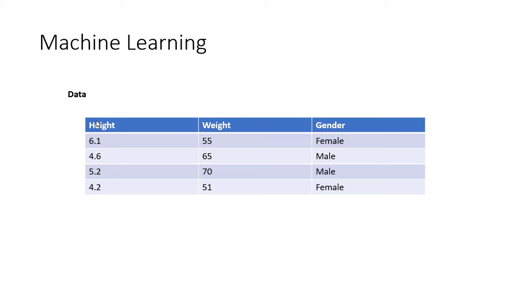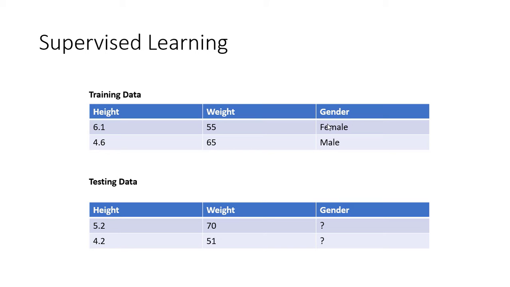And that is not supervised machine learning. In supervised machine learning, we are also given features and labels. So we have height and weight here, which are the features, and the gender is the label. So that's a very basic example of a supervised machine learning dataset. Now we want to perform the training of the model.